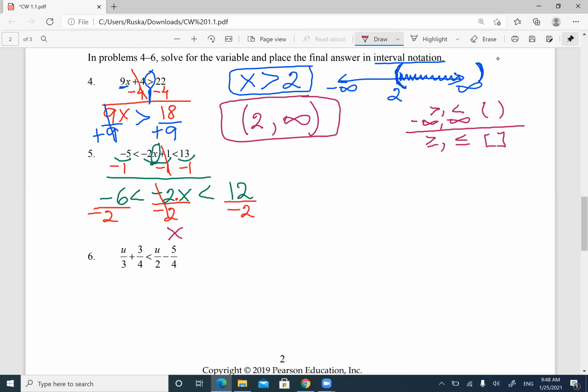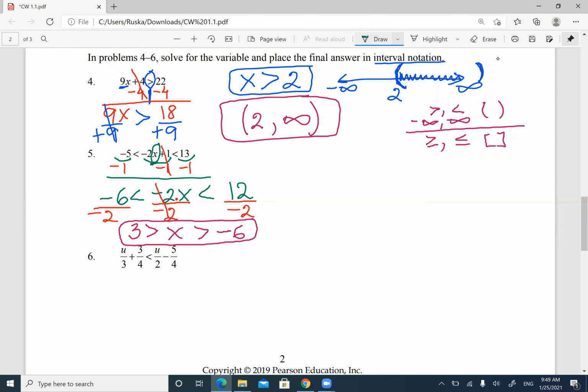Now, when you divide by a negative, what do you have to do? You have to flip the signs. So instead of less than, I'm going to put greater than, and in both inequalities they are going to change to greater than. Now, negative divided by negative is +3. And here, 12 divided by negative is -6. So this is how my solution looks. And then you have to write it in interval notation.